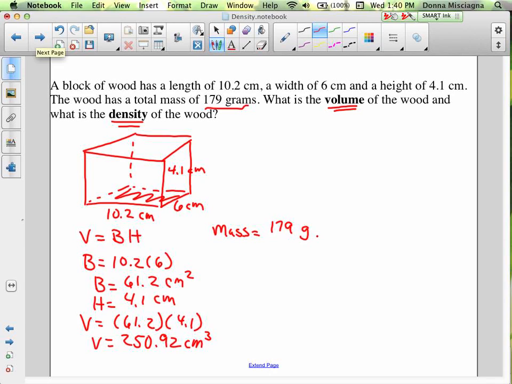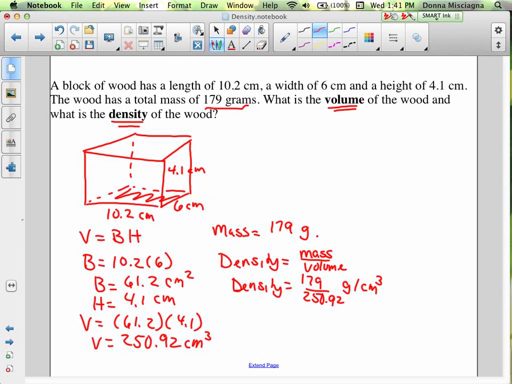So that means our density is going to be our mass divided by our volume. And so density is 179 divided by 250.92. And our units would be grams per centimeter cubed.